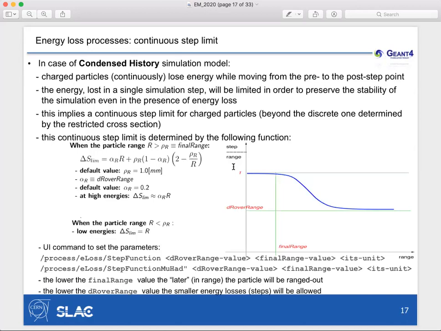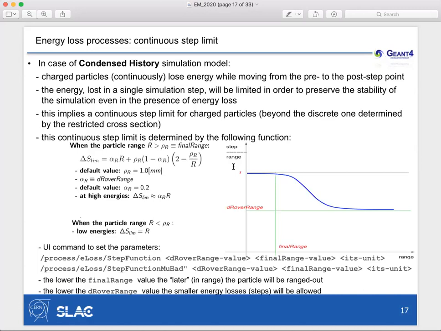In order to achieve this, we have a so-called continuous step limit. Not only the cross-section will limit the step in the case of electrons, which have continuous interaction as well beyond the discrete one. The discrete is described by the cross-section. The continuous is described by the stopping power.